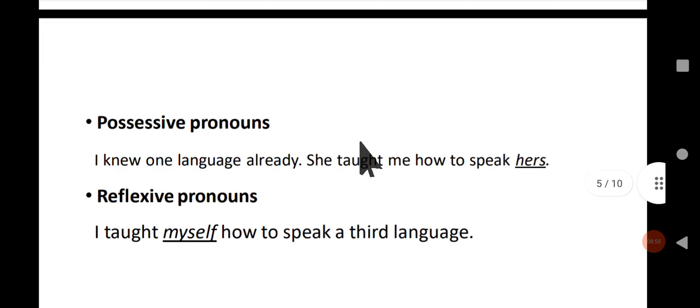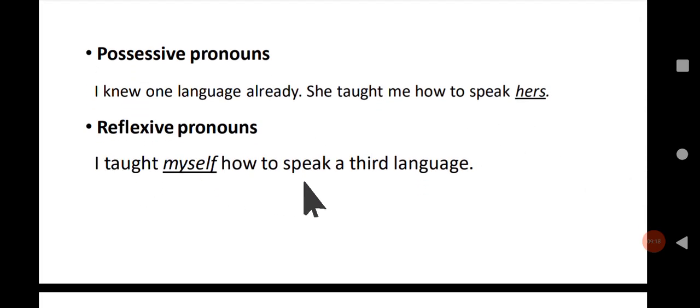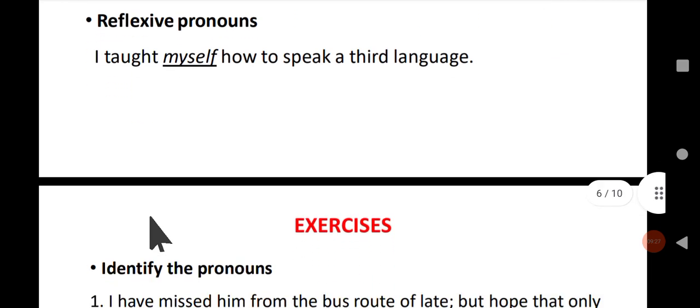Next, possessive pronoun. I knew one language already. She taught me how to speak hers. Instead of saying how to speak her language, I'm directly using hers. So I'm using this possessive pronoun to replace the possessive adjective. Next one, reflexive pronoun. I taught myself how to speak a third language. Myself reflects back to I. So these are some examples which you have.